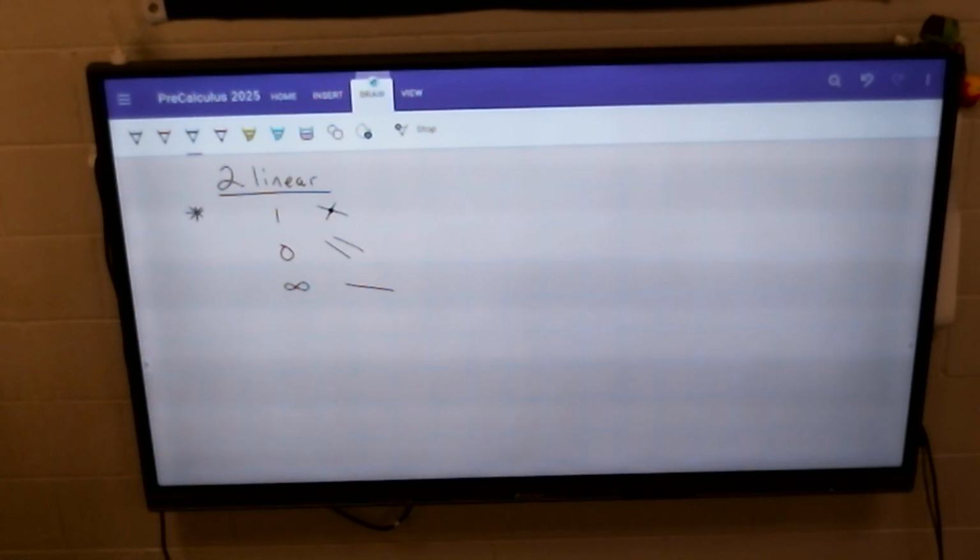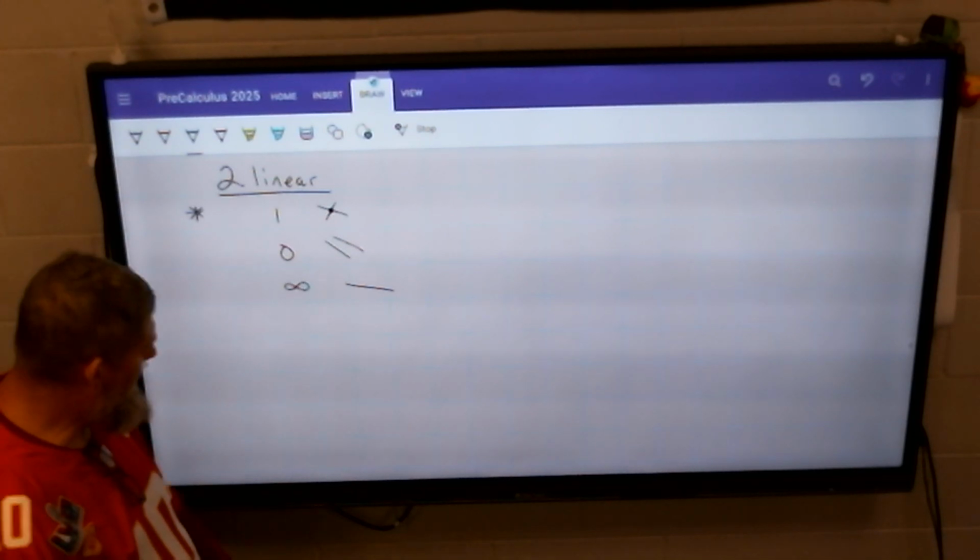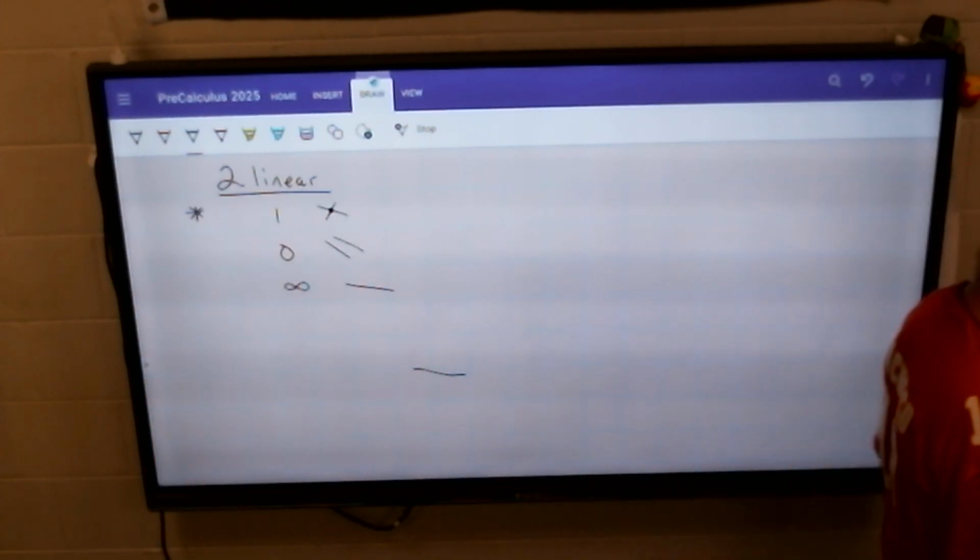When we come back on Monday, we are going to look at some applications and potentially 3 equations and 3 unknowns. And then when I come back from Florida, we're going to look at nonlinear problems, and then get into matrices.